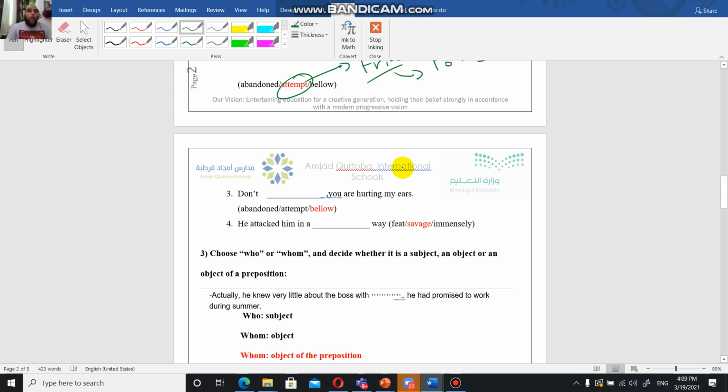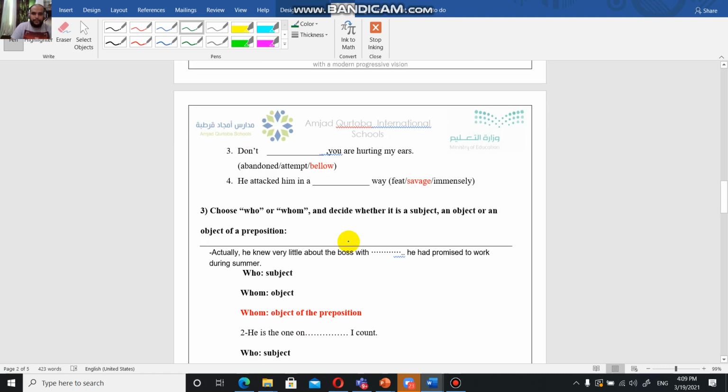We have said that the word bellow means yelling or shouting. When you are bellowing, you are hurting my ears. Okay, to bellow means to shout. He attacked him in a savage way, just like the skunk attacked Mr. Muldoon in a savage way, in a way which is furious, in a way which is so bad. The wild animals, they are so savage.